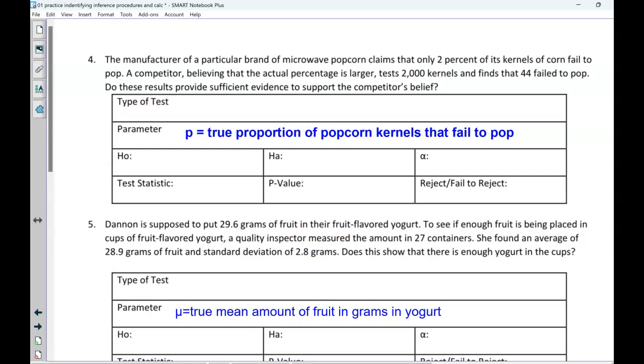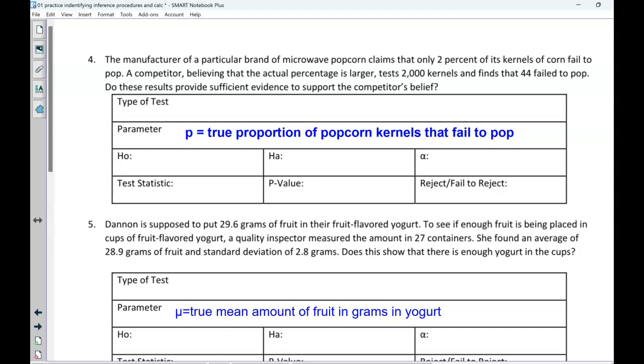Number 4, the manufacturer of a particular brand of microwave popcorn claims that only 2% of its kernels fail to pop. A competitor, believing that the actual percentage is larger, tests 2,000 kernels and finds that 44 fail to pop. Does the results provide sufficient evidence to support the competitor's belief? So the point of view is from the competitor.